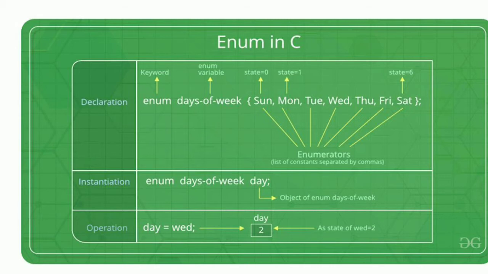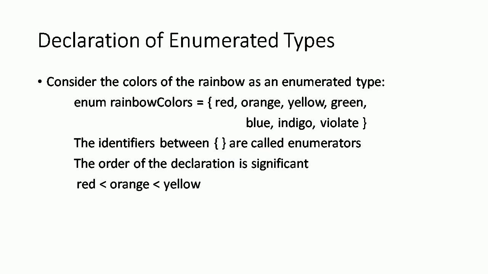Then go to the declaration of enumerator types. Consider the colors of the rainbow as an enumerator type. Enum rainbow colors equal to curly braces, red, orange, yellow, green, blue, indigo, violet. What are the rainbow colors? The rainbow colors are defined in this one: red, orange, yellow, green, blue, indigo, violet. These identifiers in between the curly braces are called enumerators.